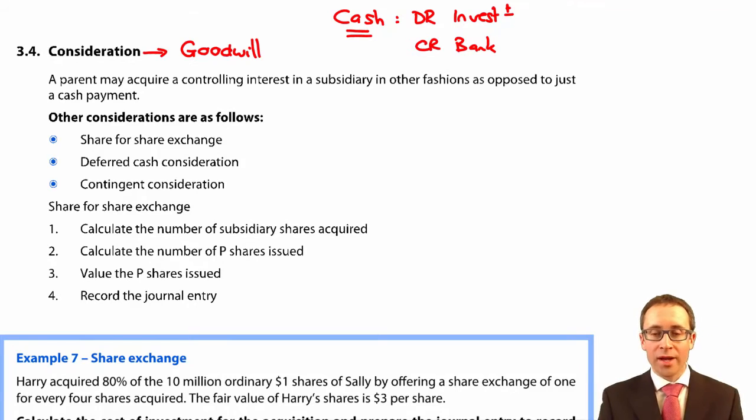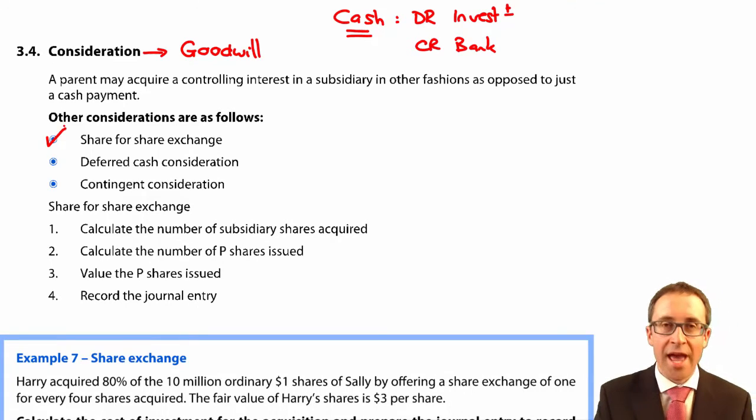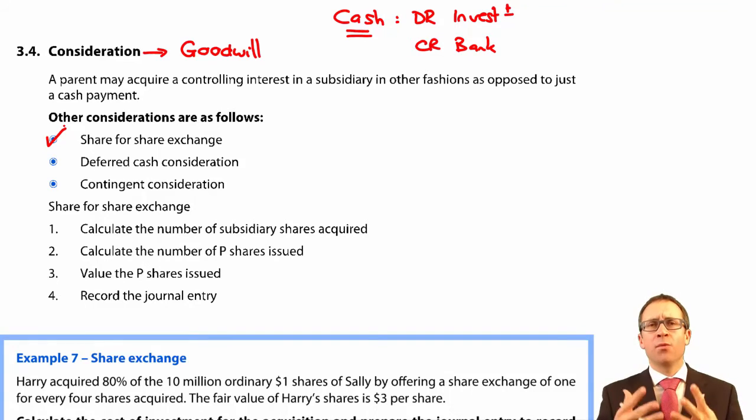First one that we're going to look at is a share for share exchange. Essentially what happens there is that instead of paying cash to acquire S's shares, I still acquire S's shares, but instead of giving them a cash payment, I issue some of my parent shares in return. So let's just say that again. Instead of paying cash to acquire S's shares, I am issuing shares in the parent in return for those subsidiary shares.